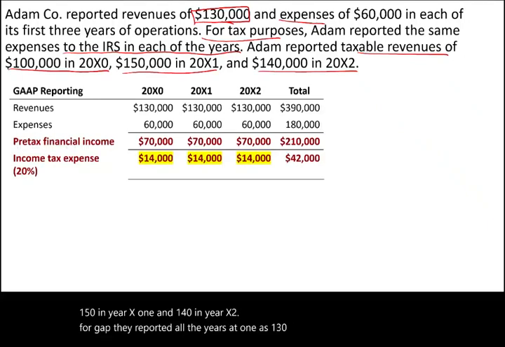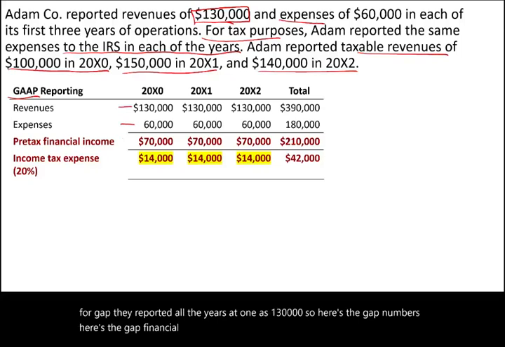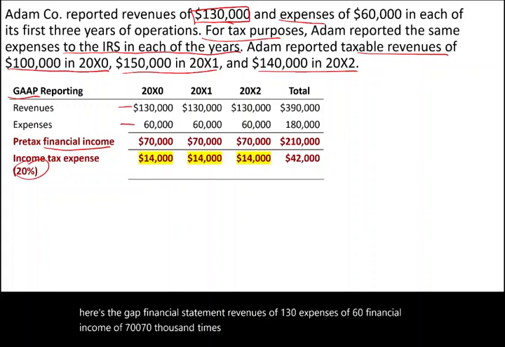So here are the GAAP numbers. Here's the GAAP financial statement. Revenues of $130,000, expenses of $60,000, financial income of $70,000. $70,000 times 20%. Well, don't worry about this.